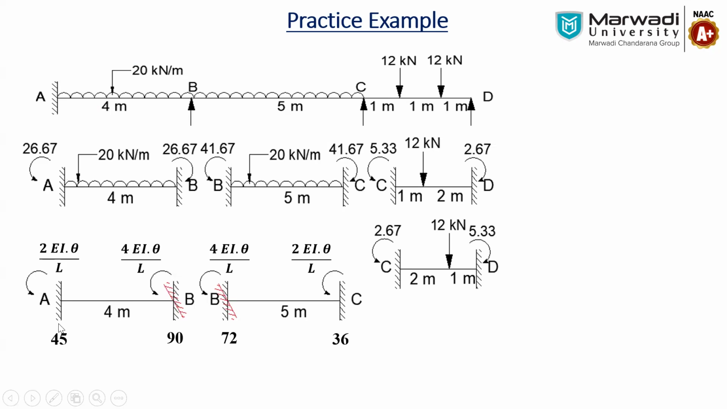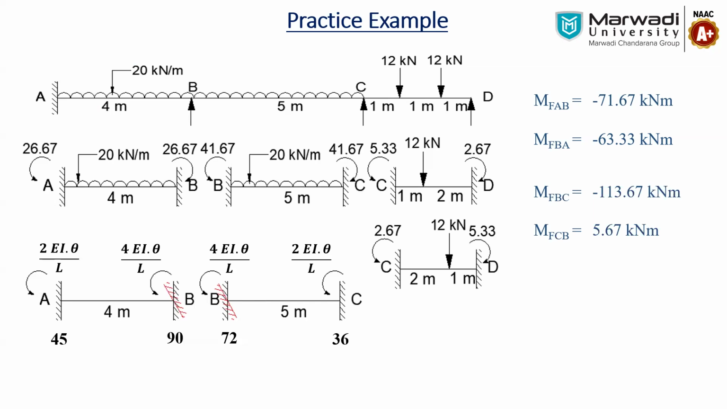First, if we consider the moment at AB, it is 26.67 plus 45, both are anti-clockwise. So it is minus 71.67. While for the moment at BA, 90 is anti-clockwise, while 26.67 is clockwise. So the net moment is minus 63.33, anti-clockwise. MFBC, both are anti-clockwise, 41.67 and 72. We just have to add them. So it is minus 113.67, that is anti-clockwise. Fourth one, MFCB, 41.67 is clockwise, and 36 is anti-clockwise. So the net moment will be 5.67 in the clockwise direction.